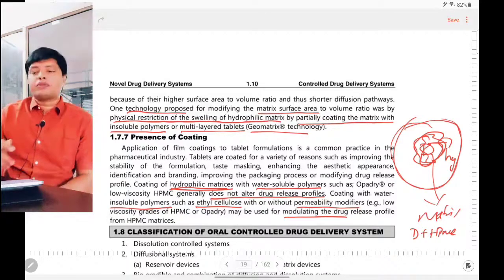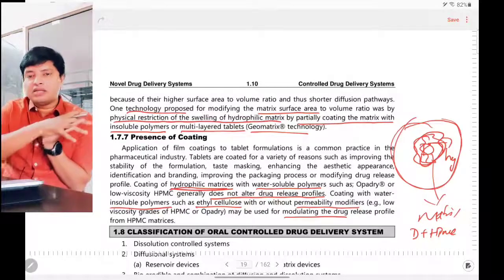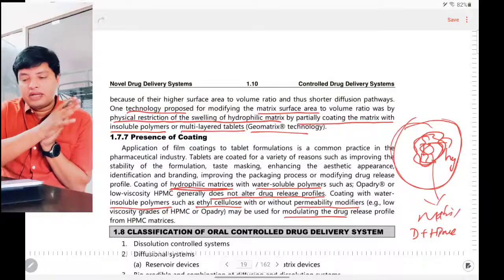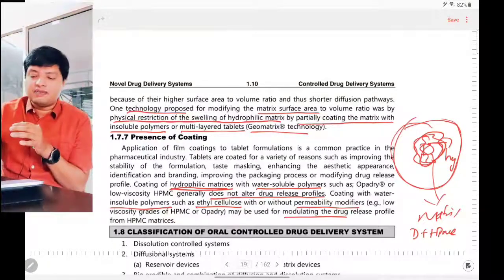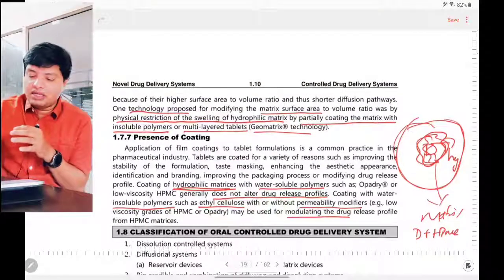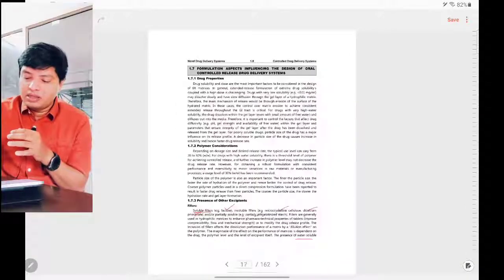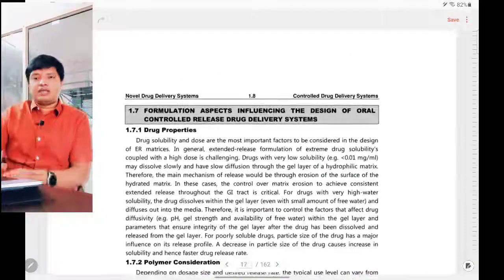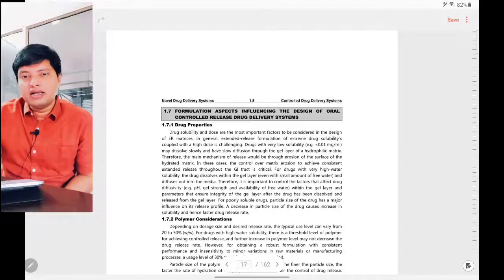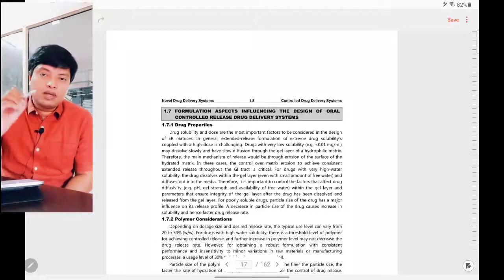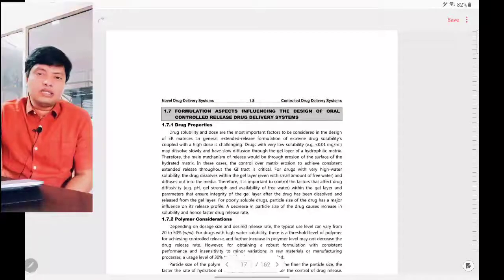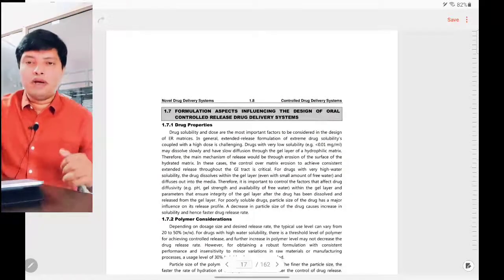These are the various factors, or you can say the various formulation aspects, which will influence the design of controlled release oral dosage forms. I am talking again about the oral controlled release delivery system. I hope you understand.